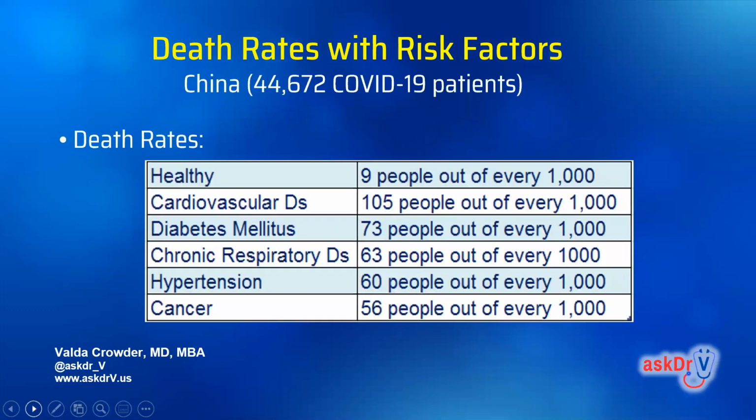There was another study where they looked at 45,000 patients, and I'll just let everybody read this slide. But this is death rates by medical illness. So as you can see, certain things like cardiovascular disease gave you a higher risk factor than, let's say, cancer.